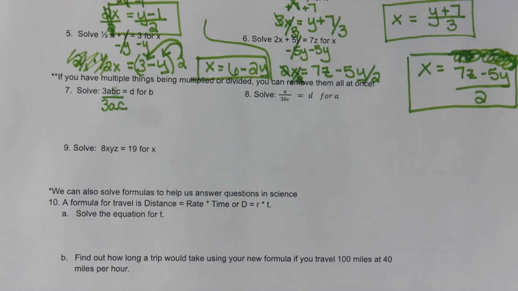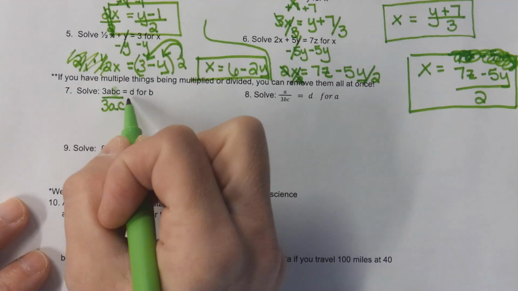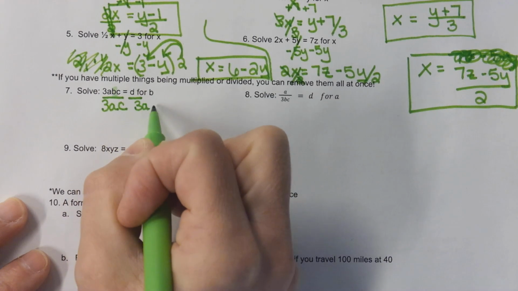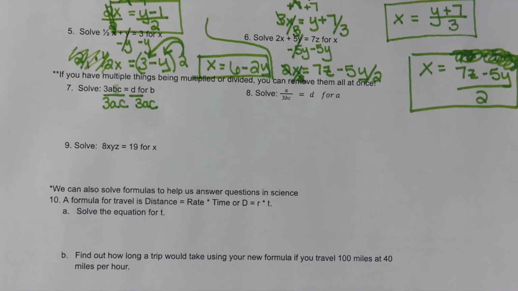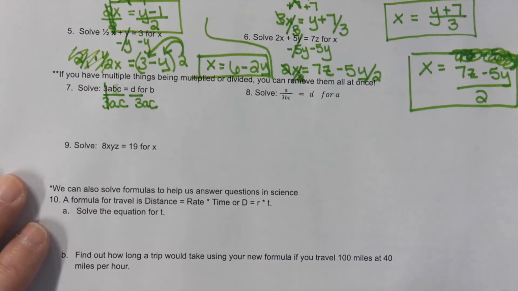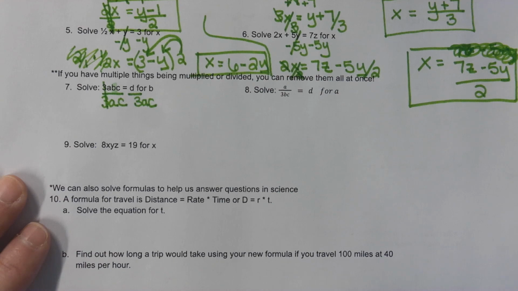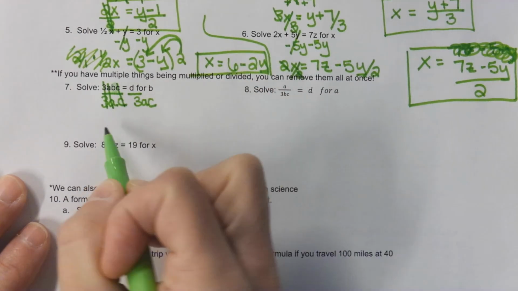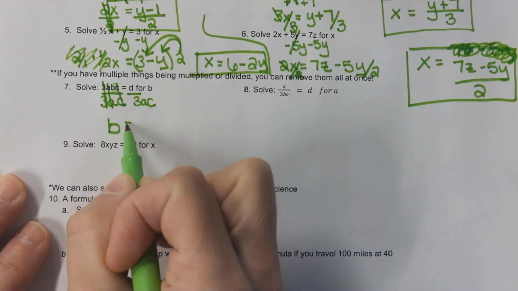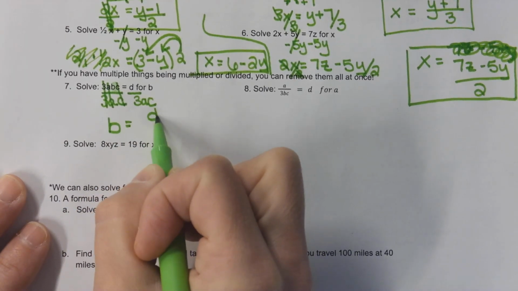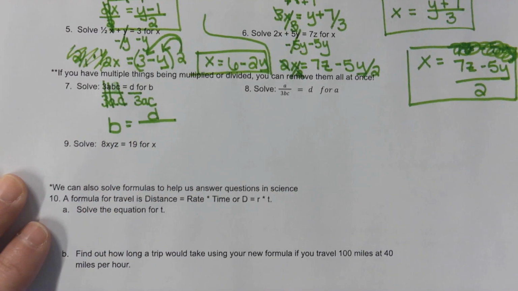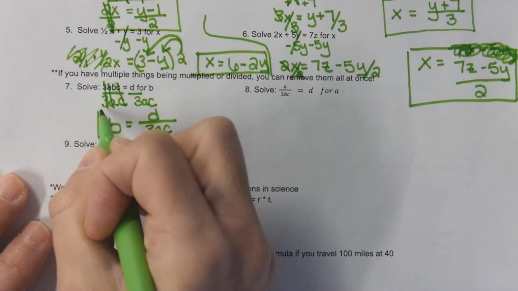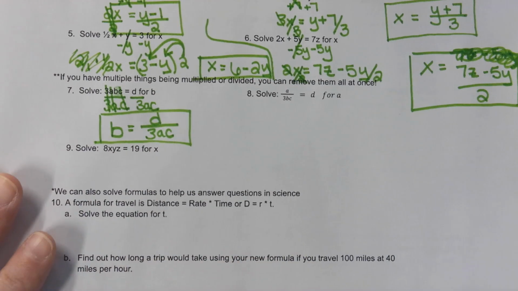So if I do that to one side, what do I have to do to the other? Yeah, the same thing on the other side. So 3ac. All right, on this side, my 3's cancel. Do my a's cancel? Yup. Do my c's cancel? Yup. So I'm just left with b equals. On the other side, I had d in the numerator, and I have 3ac in the denominator, and that's my answer.